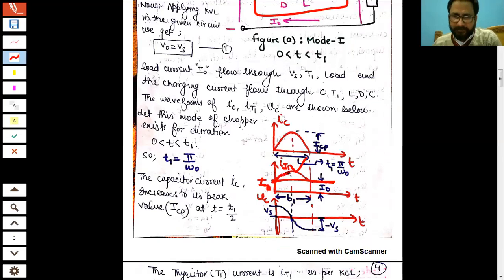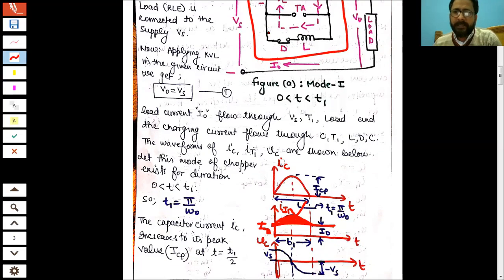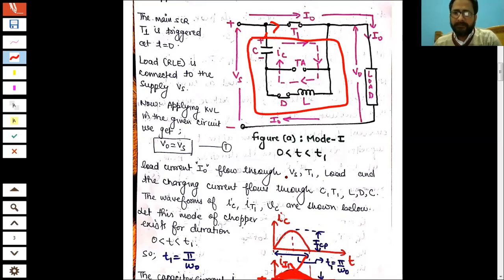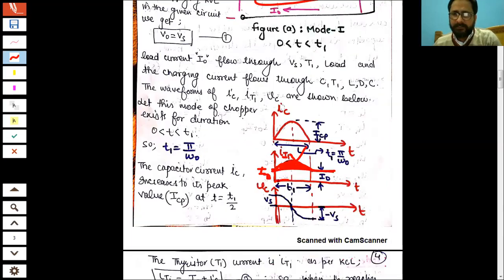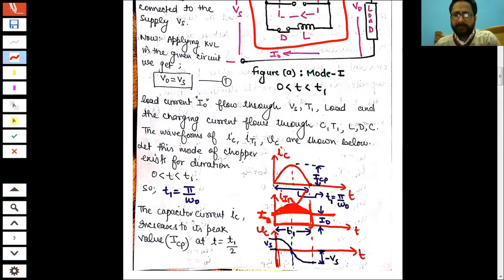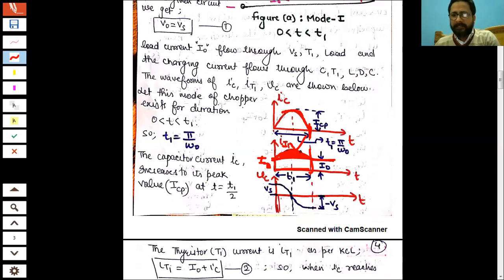But here some curve is shown. This indicates the capacitor current, because IT1 is the sum of I naught and IC. That is why for this particular duration from 0 to T1, IT1 is equal to I naught plus IC, right? And as soon as the IC current becomes 0 at T1, what does IT1 become again? It becomes I naught, right? Okay.